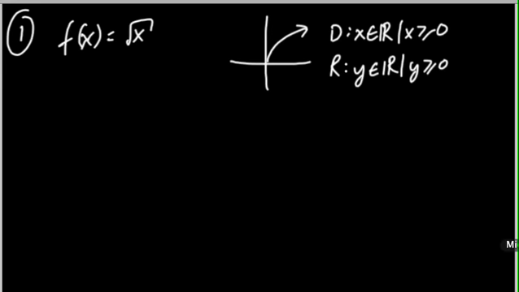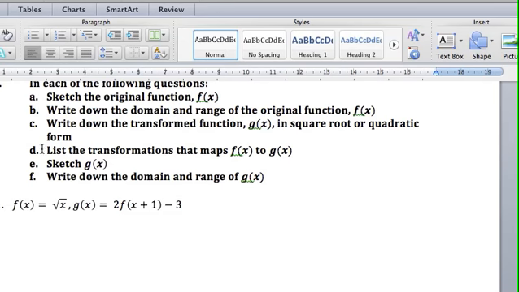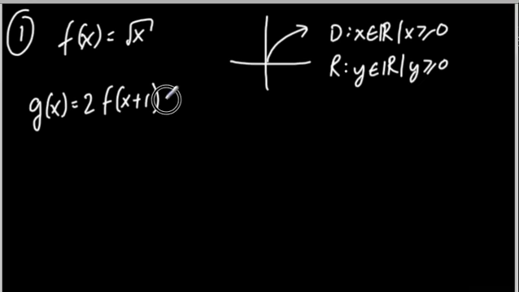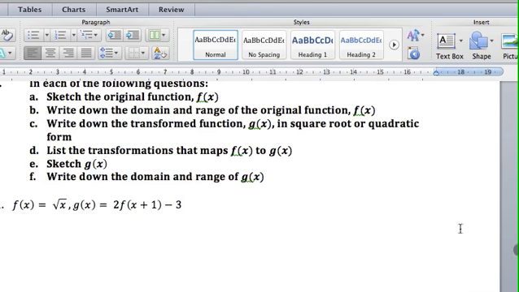Okay, now what was it? Write down the transformed function g of x. Here it is, 2f of x plus 1, minus 3. And do the same thing for that. So g of x is 2f of x plus 1 minus 3. I believe that's correct. Yeah, that's right.